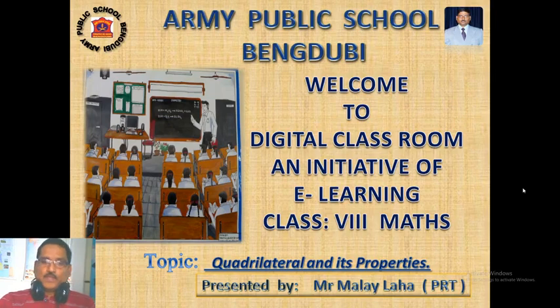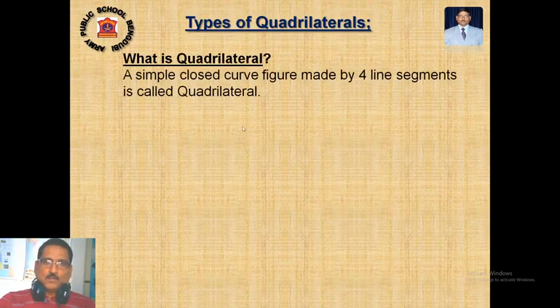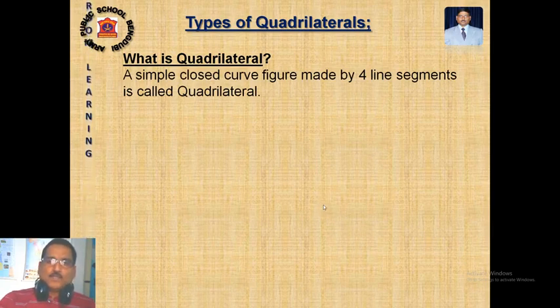Today I am going to discuss quadrilaterals, their types and properties. Let's see, what is a quadrilateral? A simple closed curve figure made by four line segments is called a quadrilateral. Or we can answer it another way also: a convex polygon which is made by four line segments is called a quadrilateral. Understood? Now, what are the different types of quadrilaterals?